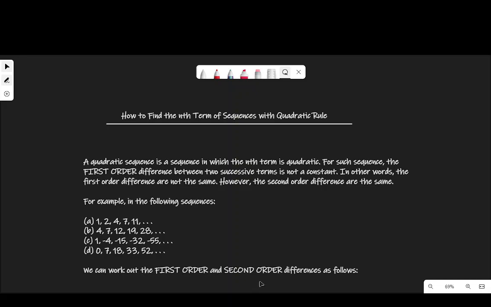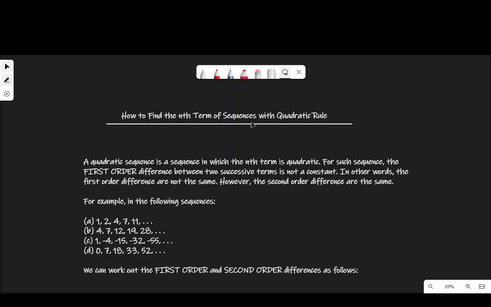In this video, we are going to learn how to find the nth term of sequences with a quadratic rule, or quadratic sequences. A quadratic sequence is a sequence in which the nth term is quadratic. What do I mean by that?